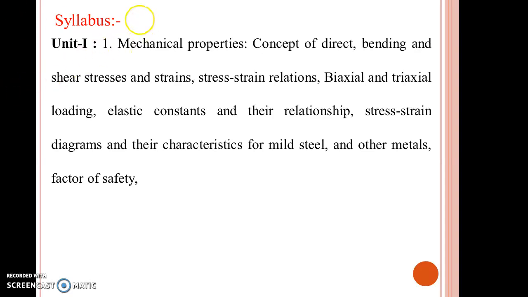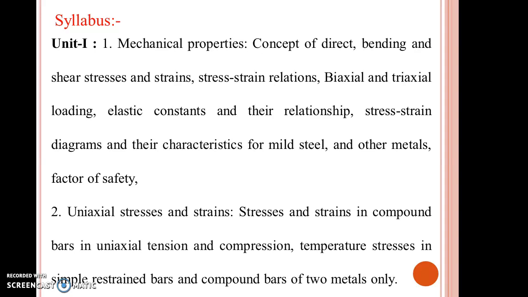Okay, in that, see here, unit 1 first content. See on the screen sharing: mechanical properties. This includes the concept of direct bending, shear stress, strains, stress strain relations, biaxial and triaxial loading, elastic constants and their relationship, stress strain diagram and their characteristics for mild steel and other metals, and factor of safety. Okay, next one, that is the uniaxial stresses and strains.